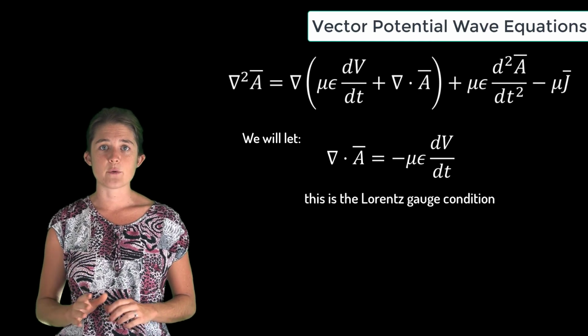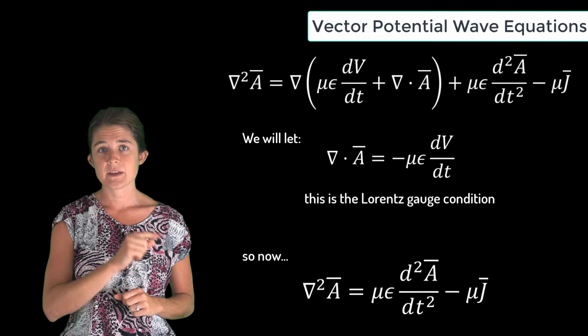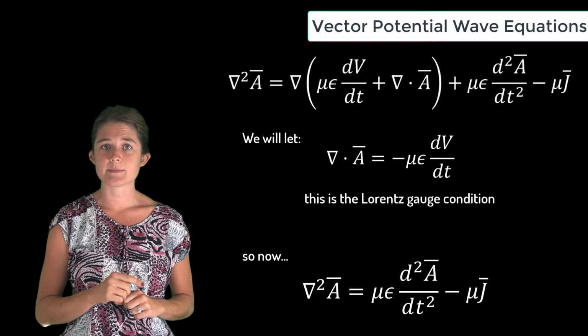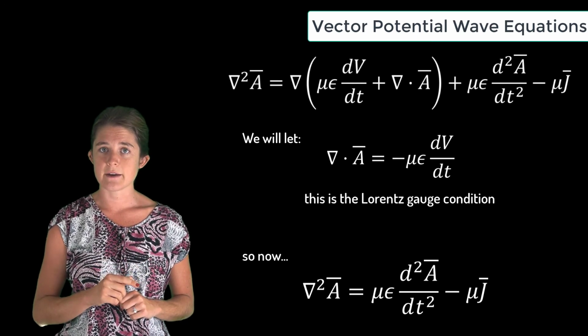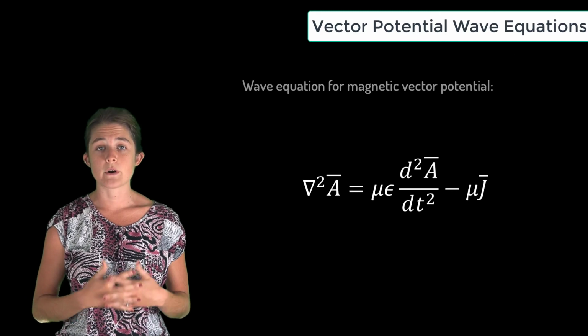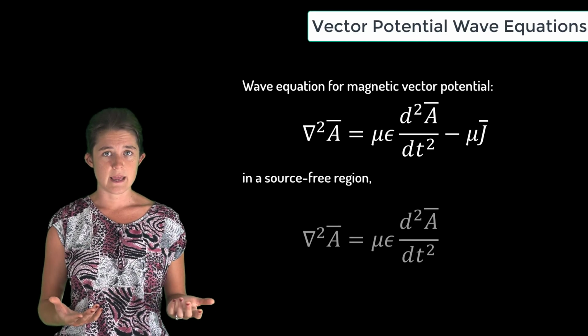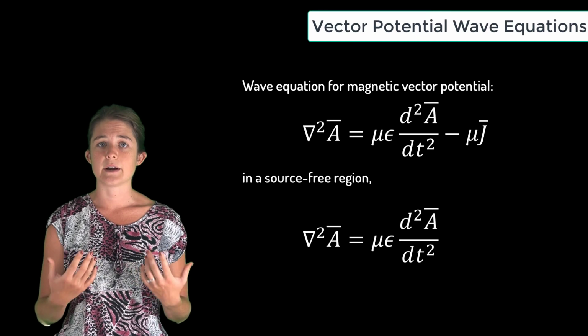Once we plug that in, our wave equation for A becomes this. Del squared A equals mu epsilon d squared A/dt squared minus mu J. Or in a source-free region, del squared A equals just mu epsilon d squared A/dt squared.